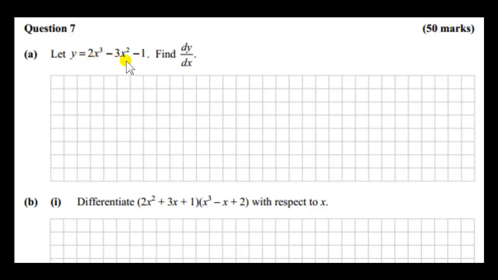y is 2x cubed minus 3x squared minus 1. So it's straightforward to differentiate this. We multiply the power by the number in front. 3 by 2 is 6. Take 1 from the power, so x cubed becomes x squared.